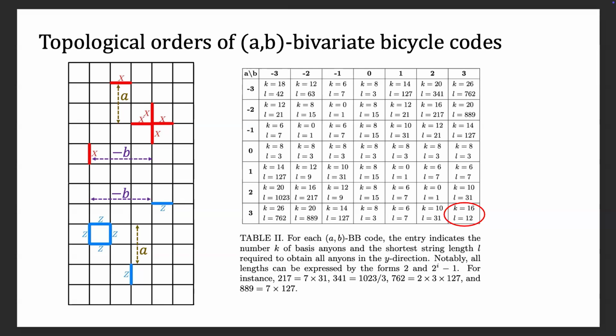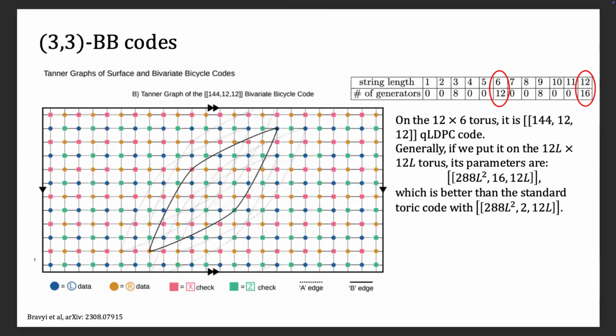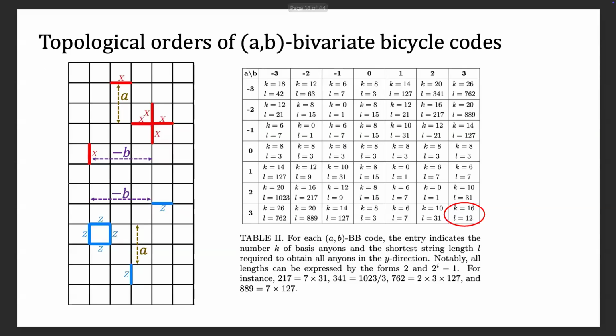So this is the table I found. Let me explain in detail. First, the vertical direction corresponds to different values of A from -3 to 3, and the horizontal direction corresponds to B, from -3 to 3. In their paper, so I will show you the next slide, this is the picture from their original paper, corresponding to A equal to B equal to 3. And the K here means the number of anyons in this series. It has 16 anyons.